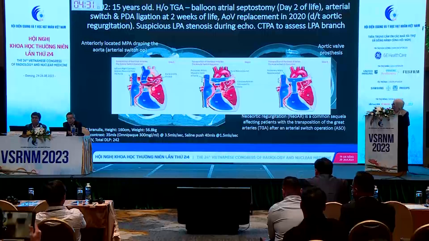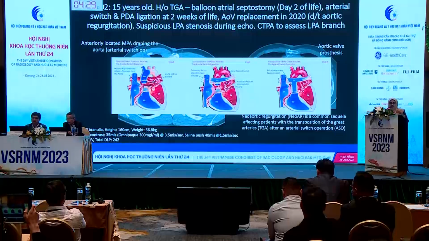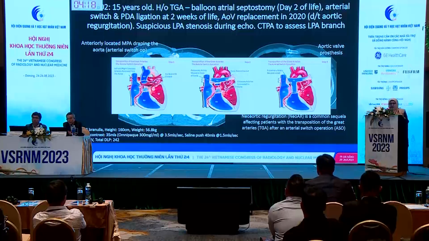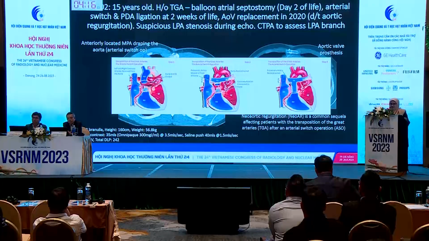Just briefly showing you how the operation is done in arterial switch, where you have the aorta originally connected to the right ventricle, but then for the operation it has been switched. The aorta is placed back to its original position.